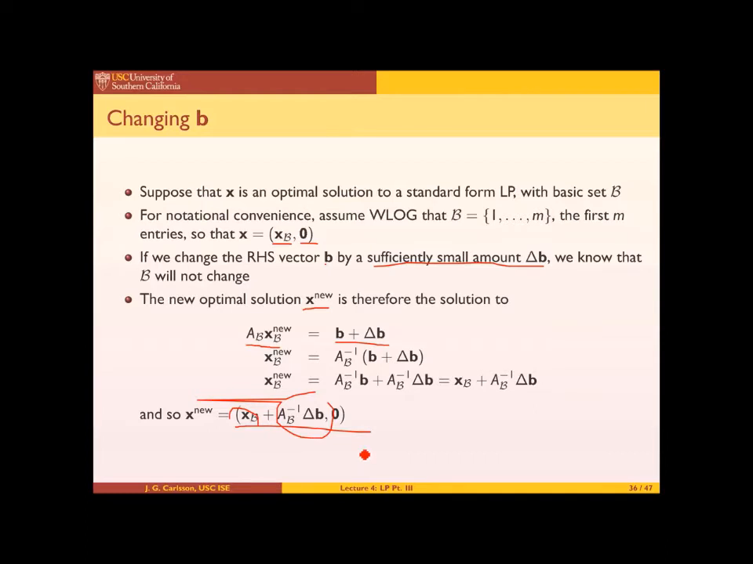So now if you've solved the problem and then someone perturbs the right-hand side vector b by some small amount, you go from 500 bags of corn to 501 bags of corn or whatever it is, you now have a way of determining the optimal solution. You don't have to go back and resolve everything. You just have to compute x_B plus A_B inverse delta b, which is quite a bit faster. That's very convenient.